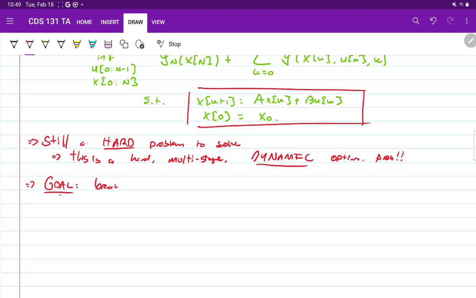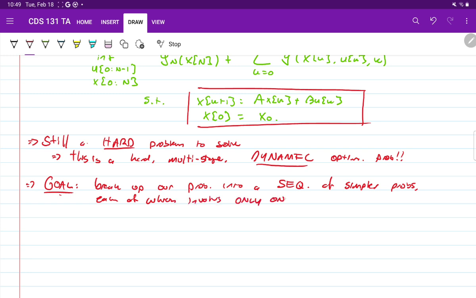Let's break up our problem into a sequence of simpler problems, okay? Each of which involves only one variable, okay? This way we can eliminate this dynamic problem, and we can just focus on solving a single static optimization problem, where dynamics aren't playing a huge role.